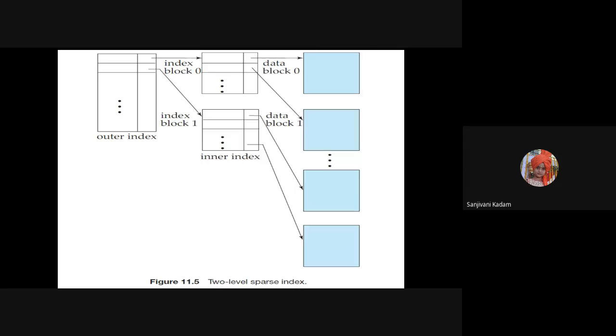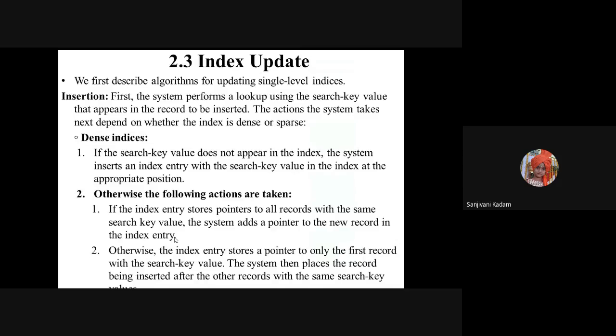Let us continue with our discussion. This was the multi-level index. Then index update: how we can perform insertion in the dense index, and how we can perform insertion into a sparse index. In dense indices, an entry is available for every search key value. If it is already available in the index, then we do not make any changes to the index, but only to the data.